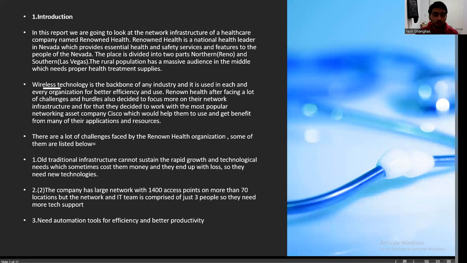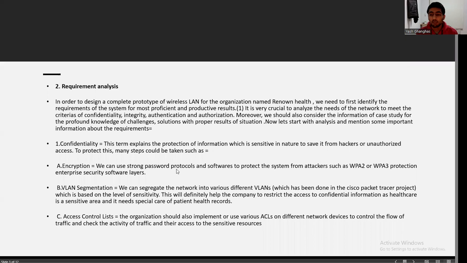First of all, Renown Health was an old and traditional company in terms of infrastructure. They were using wireless technology, but they were not proficient in it. Moving on to the requirement analysis, what did they want for their system? In order to design a complete prototype for a wireless LAN for Renown Health, we need to first identify the requirements of the system, because they needed many things for better growth and performance, so that they can get more customers and help more patients with their services.